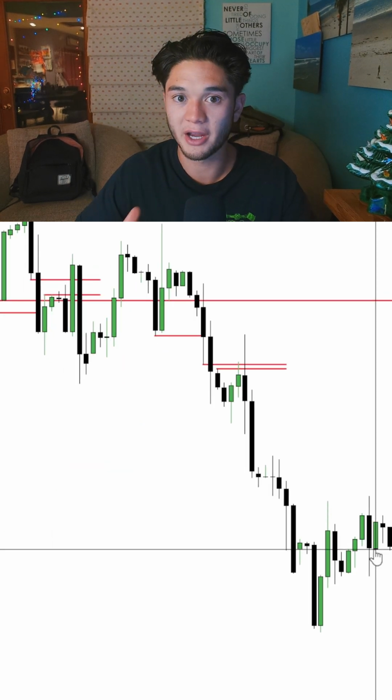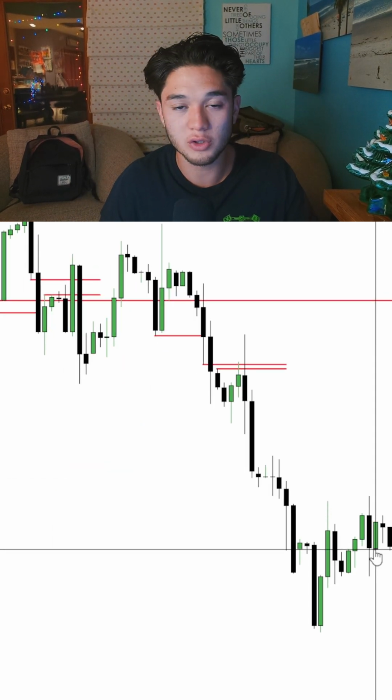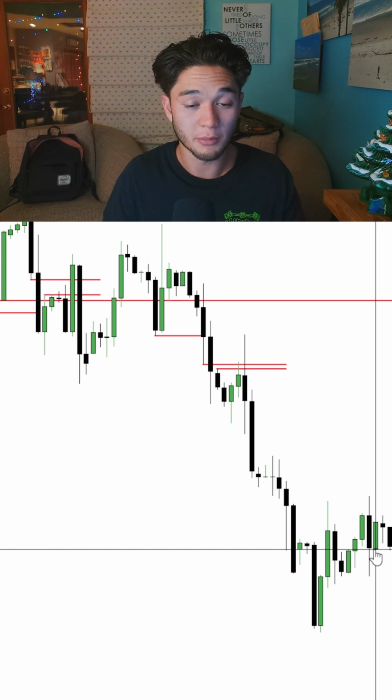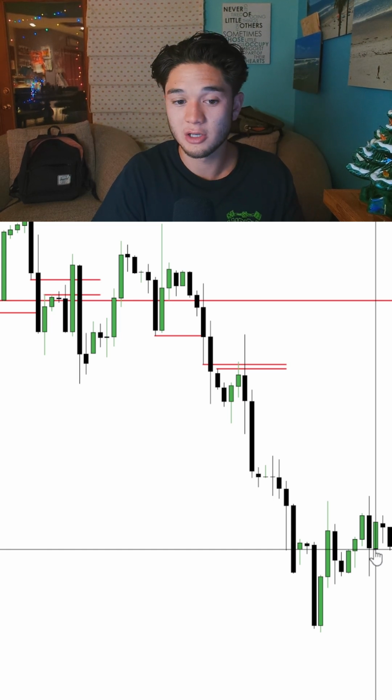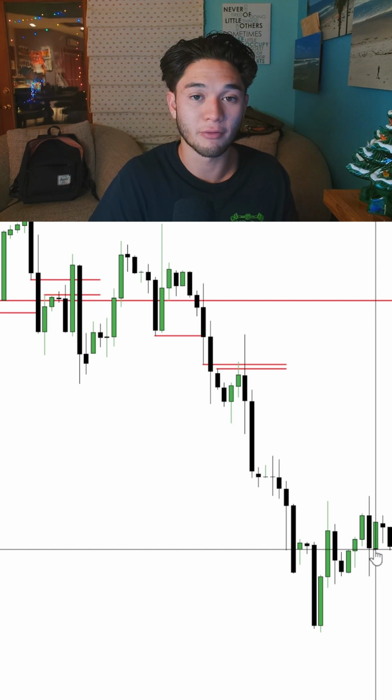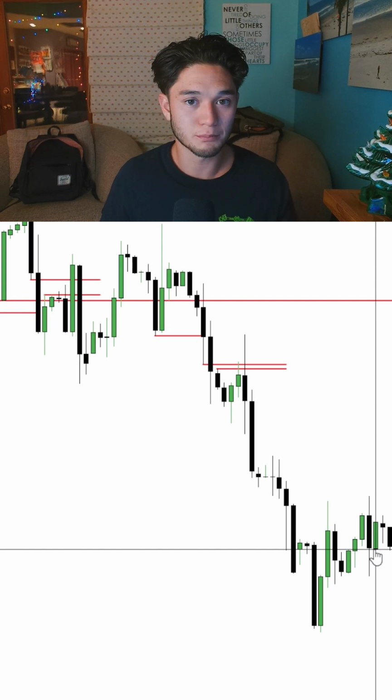And then we can start to pair those. We can start to pair multiple concepts together. So then we can pair market structure shift with fair value gaps, with order blocks, with higher time frame biases, and start to put things together.